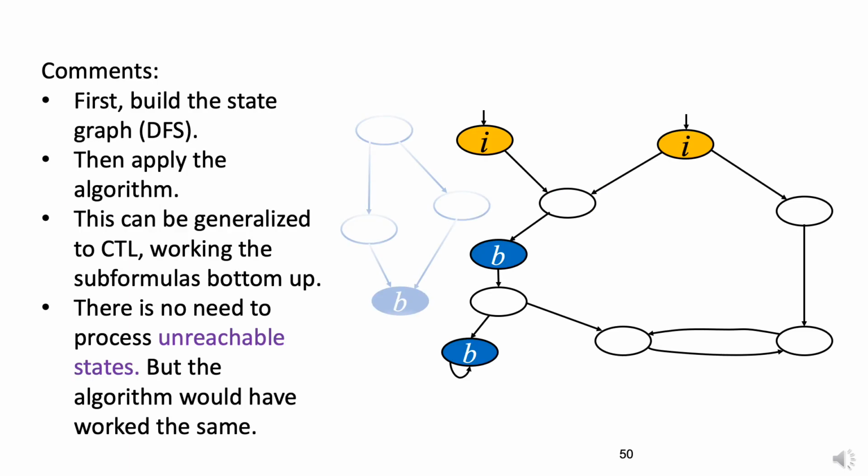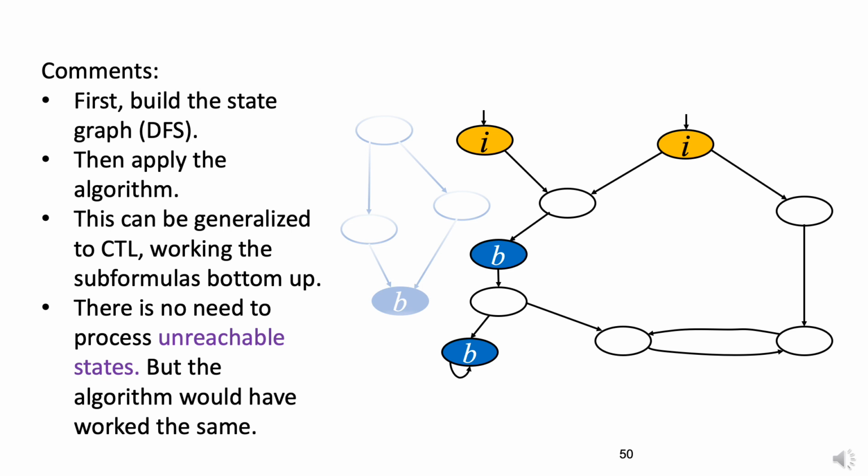Some comments about the procedure. First, we need to build the state graph. This can be done using depth first search starting from the initial states. The problem is that we go state by state from the initial state, and we need to cover all the reachable states. Then we can apply the algorithm.